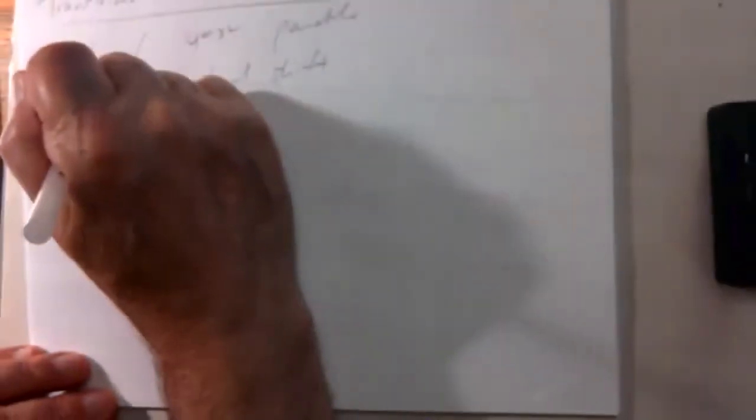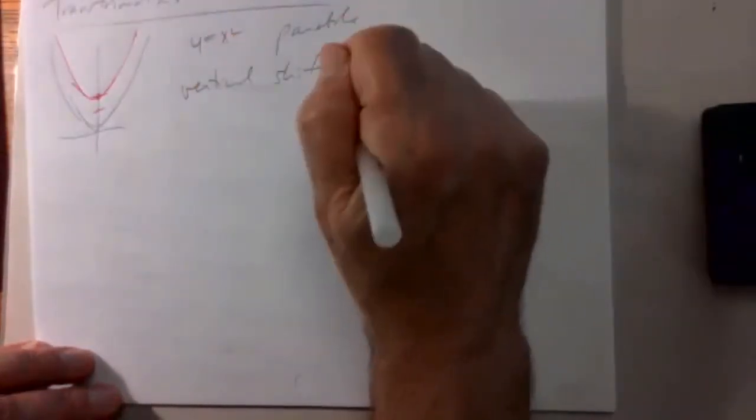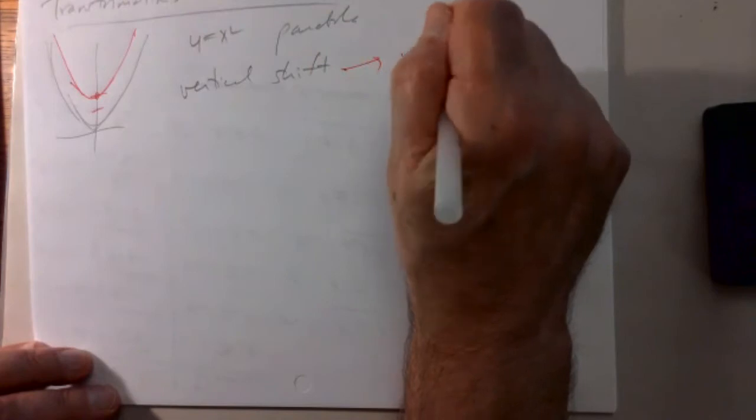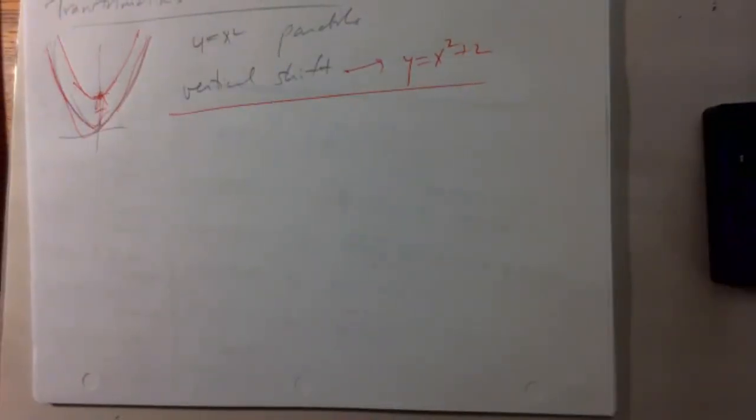So from y equals x squared, I can move it up, let's say 2 units, and y equals x squared plus 2. So from this parabola, I moved it up to that. That's a vertical shift.